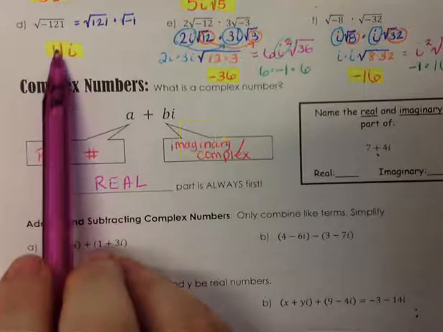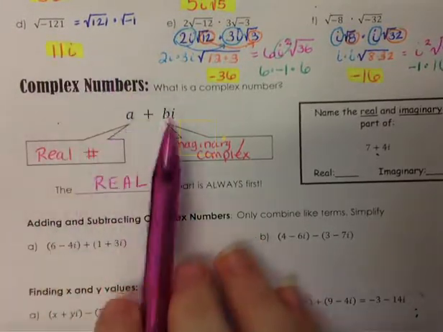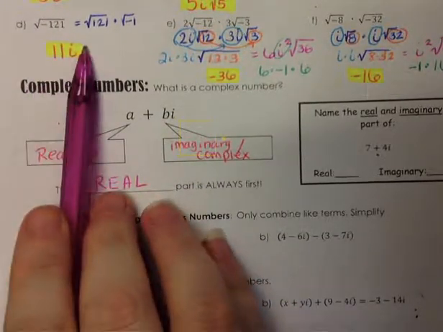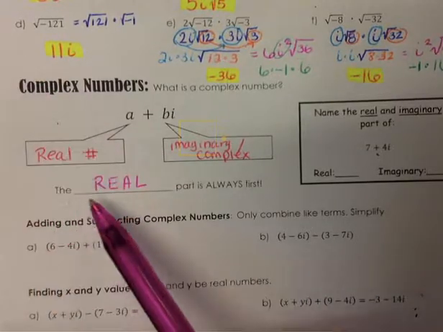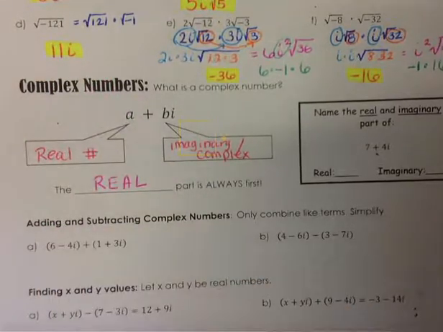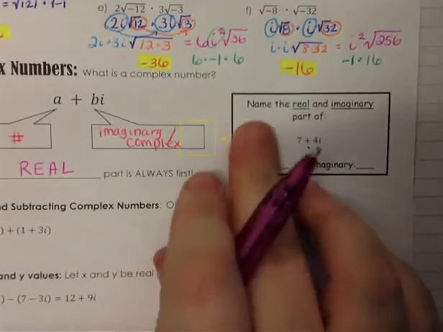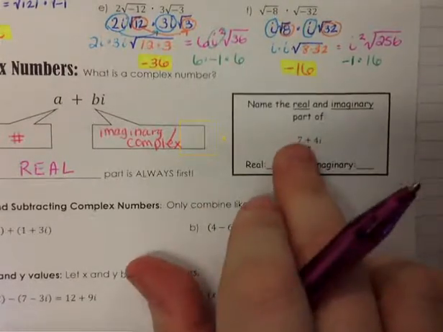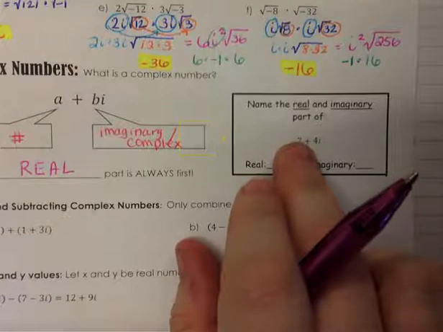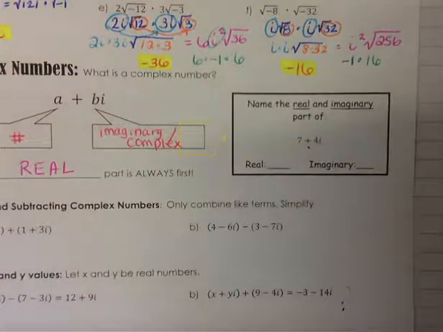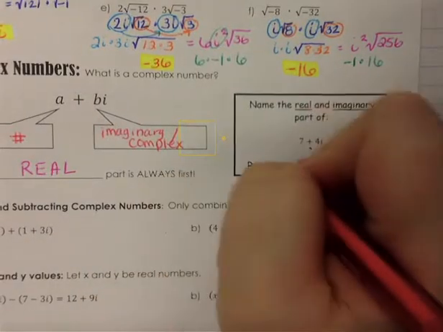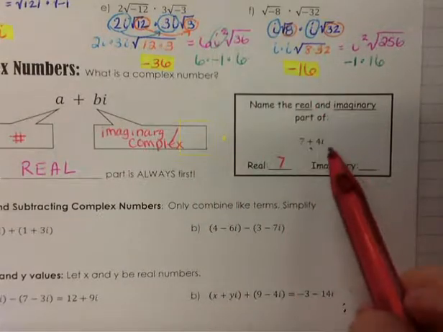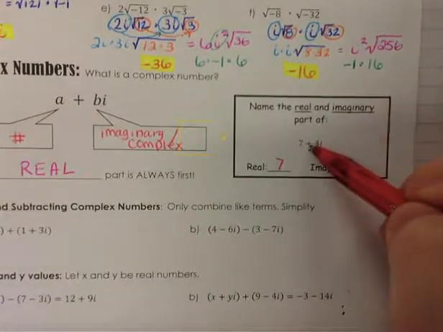The 11, we want to make sure is first. Now this is just an imaginary part. This is the bi part. So this would actually be 0 plus 11i. The 0, I don't have to write because 0 plus 11i is still just 11i. So on this example here, it says name the real and imaginary part of 7 plus 4i. So the 7 is first, and it is not connected to an i, so the 7 would be the real part. And the imaginary part would be the part that's attached to the i, so that's the 4i. Now this is a positive 4i.